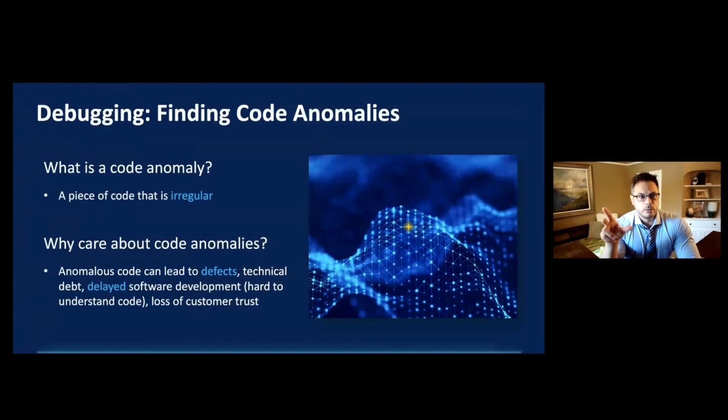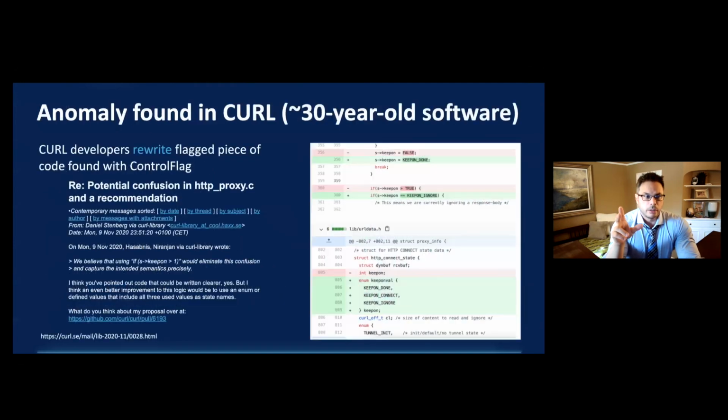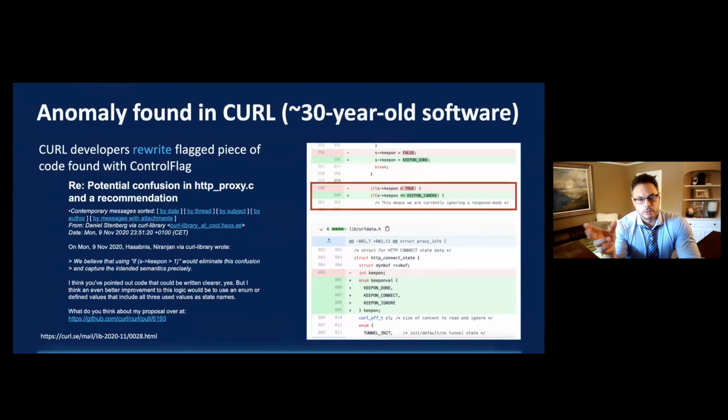One of the ways to do automated debugging is to try to find code anomalies. A code anomaly is something that's essentially irregular, and irregular code can lead to defects, technical debt, hard to maintain code, and so on. An example of an anomaly is shown here in this curl code. You can see this line, if keep on is greater than true. If you're familiar with C and C++, false is zero, and any non-zero value is true. So what does it mean for something to be greater than true?